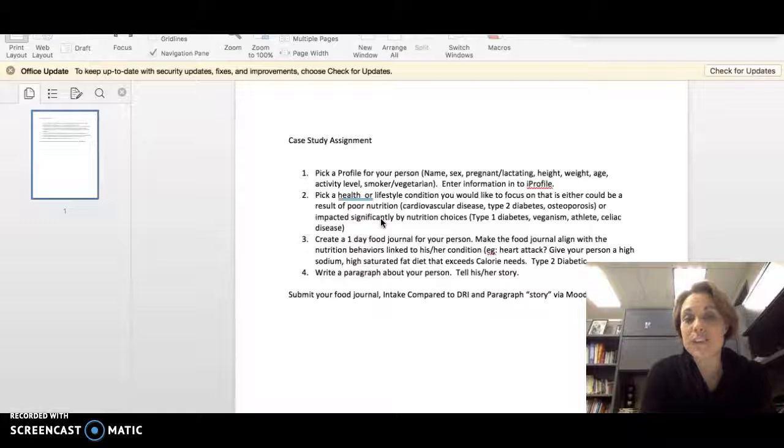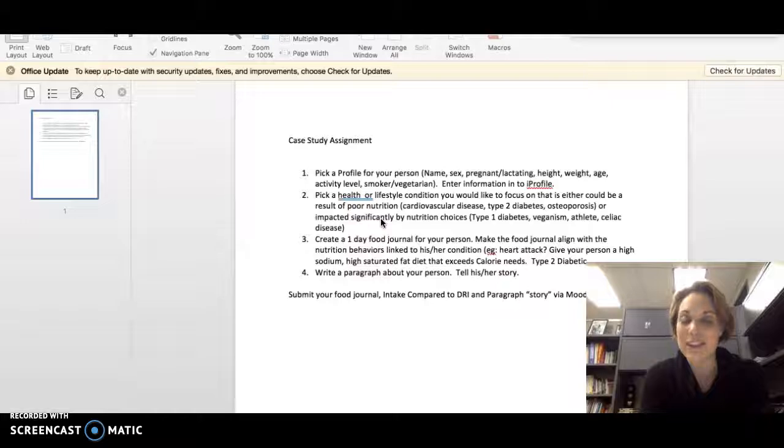So make the food journal align with nutrition behaviors that would be linked to his or her condition. So for example, if I chose my 18-year-old athlete, then I might have him or her having a pretty high carbohydrate intake, pretty high calorie intake, maybe eating some sports foods for pre and post workout, and maybe even during the workout. Right? If I had somebody who had suffered a heart attack, maybe I would give him or her a really high sodium and saturated fat diet. If it's an obesity related disease, maybe I'd make this person eat way more calories than their EER said they needed each day. So this can be really fun and creative.